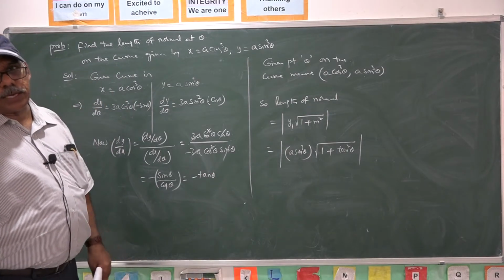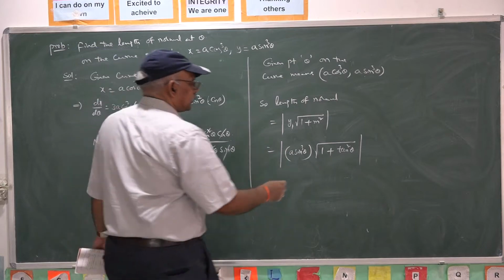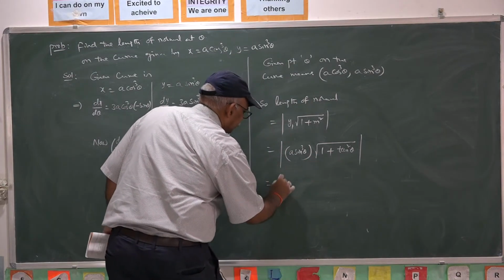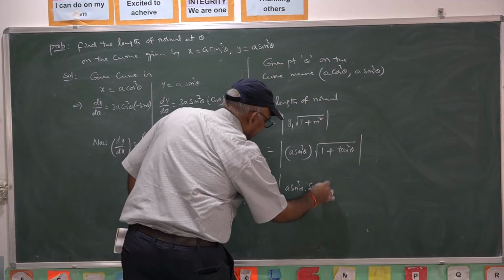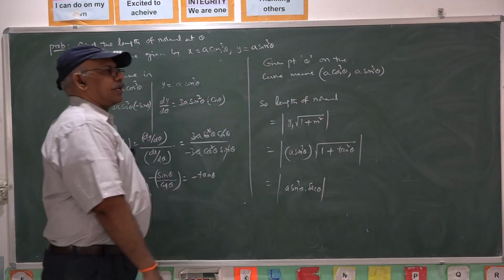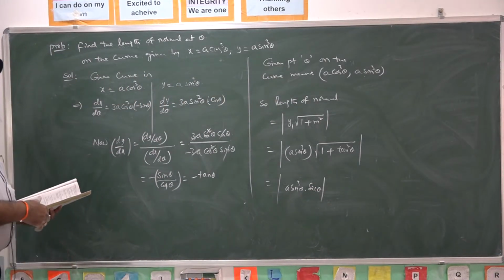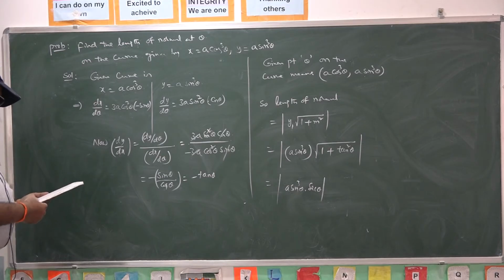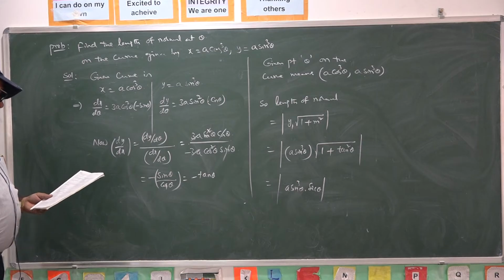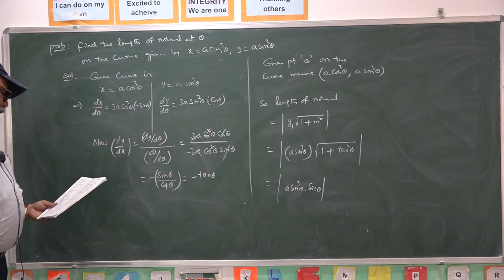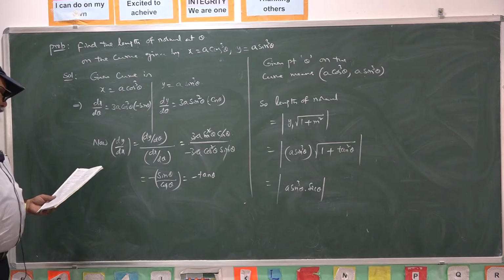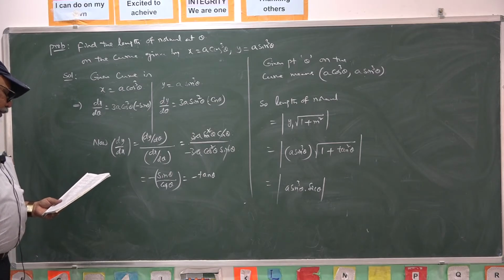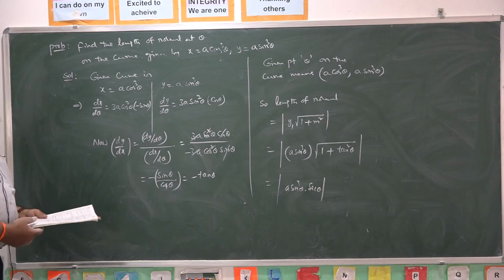Root over 1 plus tan square theta is secant theta. So a sin cube theta secant theta is our length of the normal at theta. a sin cube theta into secant theta, with modulus, is the required length of the normal.